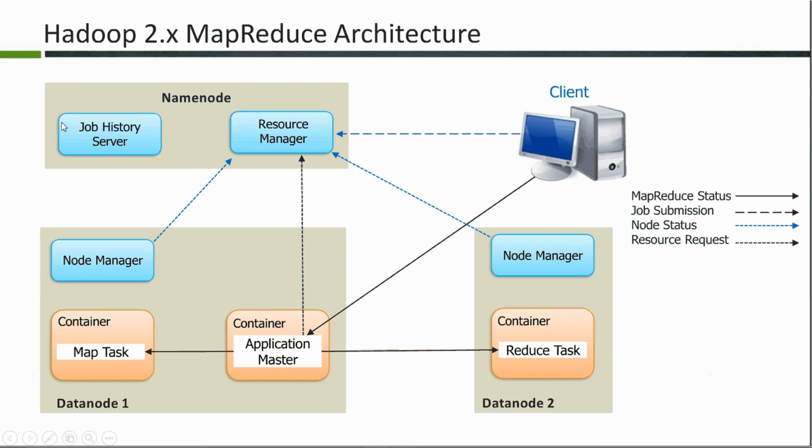There's a name node which has a job history server and a resource manager. This resource manager is connected to both the node managers in the data nodes and to the client. So the data node 1 has a node manager which manages both of these containers. The container which has the application master controls which data goes to the mapper or to the reducer. In the data node 2, there's also a node manager which manages the container and manages the reducer's task.